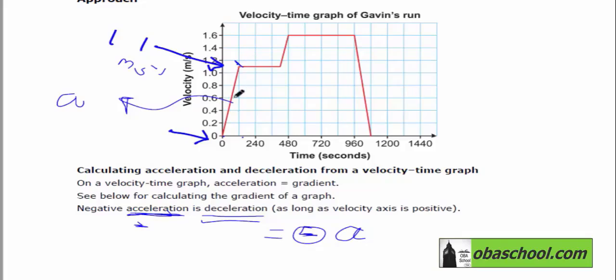For this line here, the acceleration will be positive. Why? Because the line is moving upward, so the acceleration is positive. The same applies for this part. The acceleration here is positive as well. Here, the acceleration is negative. Why? Because the velocity is decreasing, so it is deceleration, minus A.